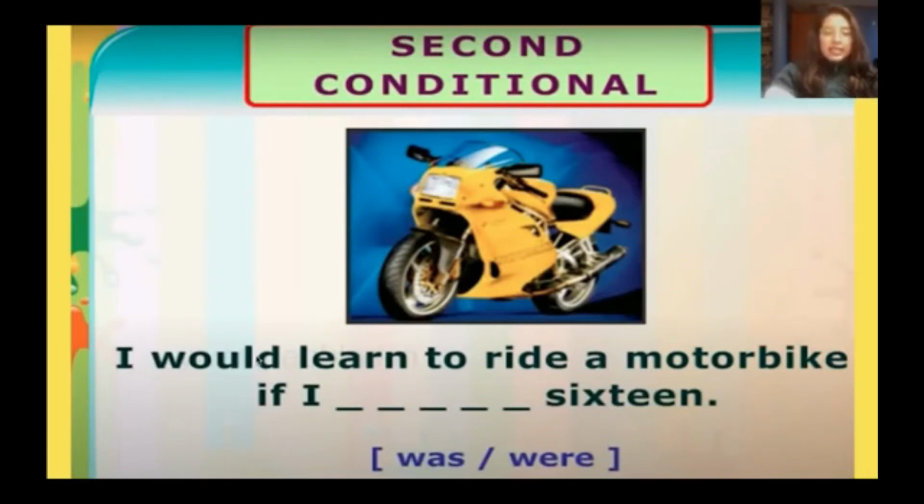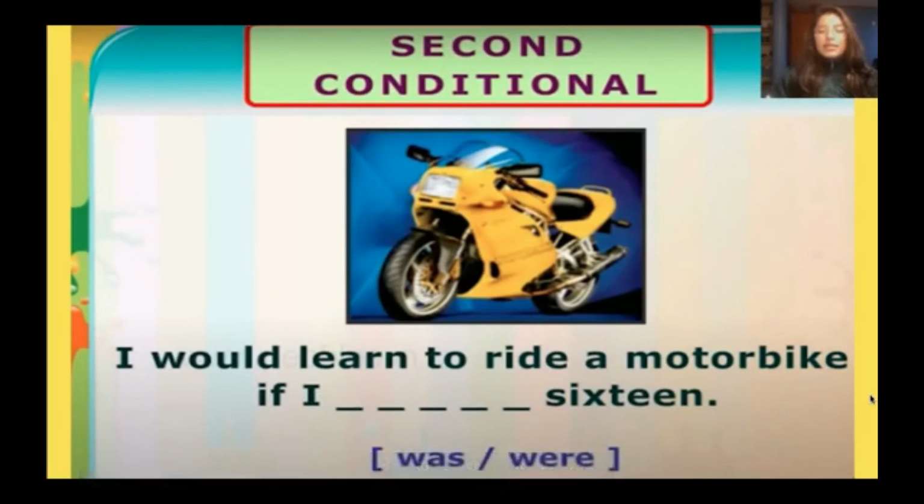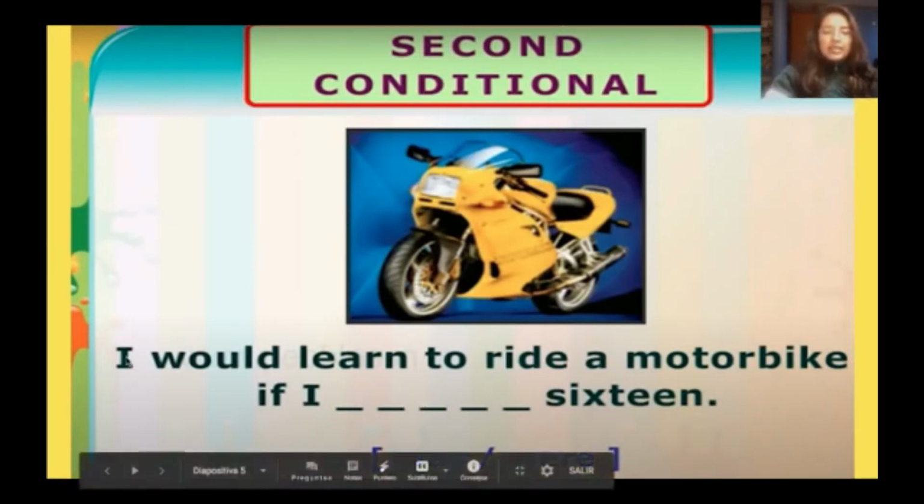Okay? Let's practice second conditional. I would learn to ride a motorcycle if you were there. You have to choose the correct option, was or were. What is the correct option? What do you use? Was or were? Okay. And now, please, we have to analyze this.